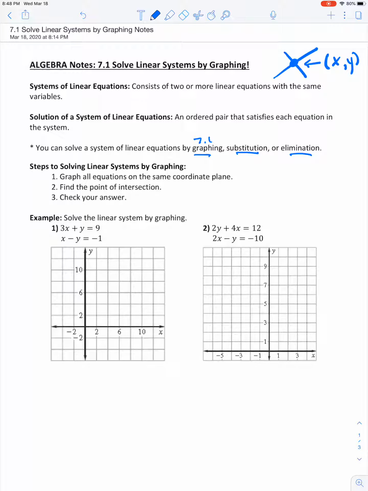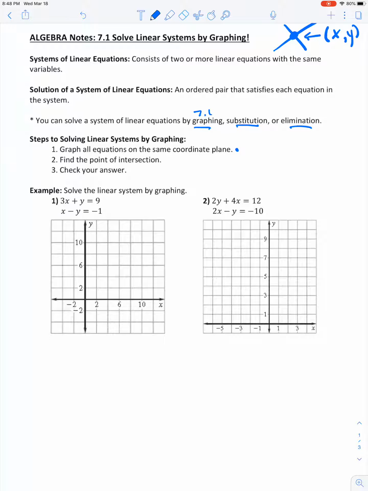So, steps to solving linear systems by graphing. The very first step is to graph all equations on the same coordinate plane. Now, this step is difficult for me to explain in just one way because, as we've learned in chapters 5 and 6, there are many different ways to graph lines. So the first way that I'm going to show you is using an XY table.